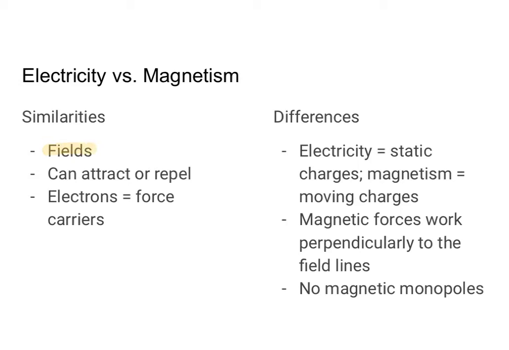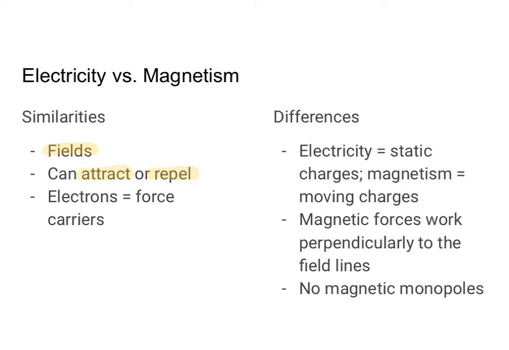Another interesting thing about electricity and magnetism is that they can be attractive or repulsive forces. As you remember, gravity is really only an attractive force. Any two objects with mass are going to be attracted to one another. However, for both electricity and magnetism, we have two different kinds of force interactions.